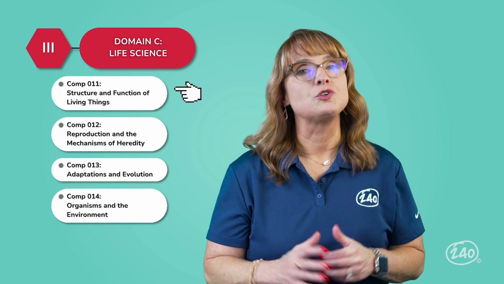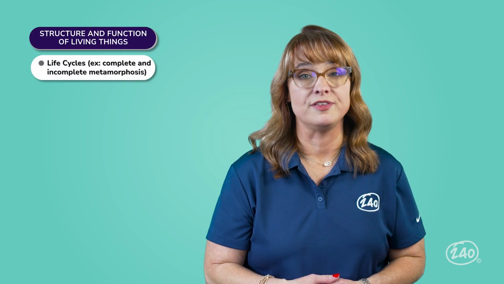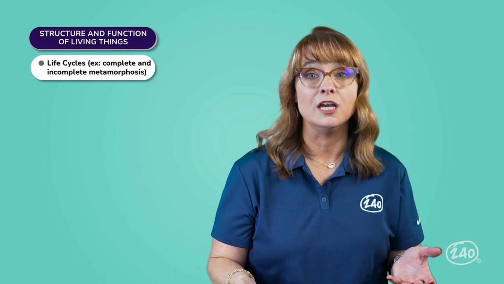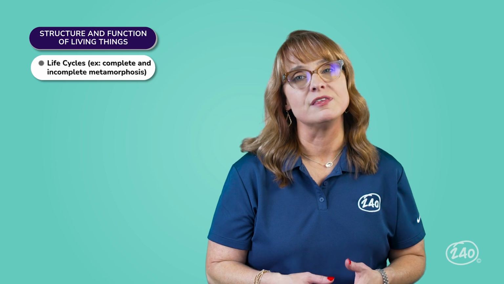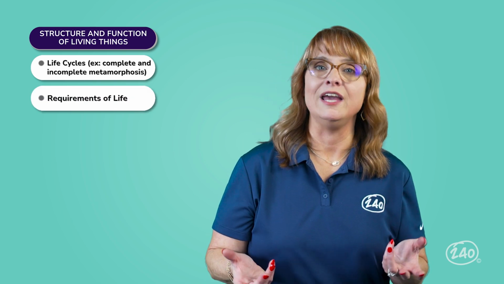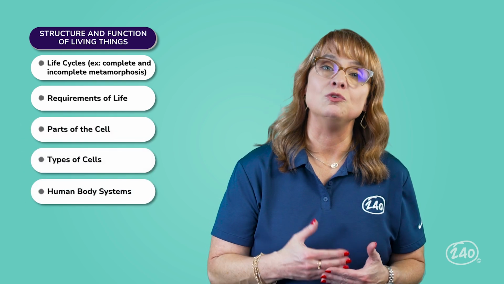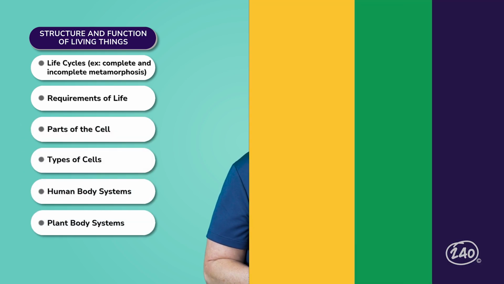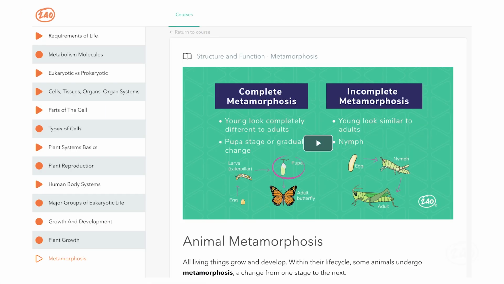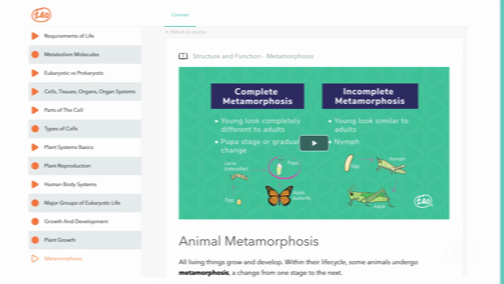First up, structure and function. Many small children are shocked to learn that there are no baby butterflies. They hatch from eggs as caterpillars. That's called complete metamorphosis. And that, plus many other life cycles, can come up on this exam. You'll also want to know the requirements of life, why a rock isn't alive, the parts and types of cells, and human and plant body systems. If you need to brush up on all of that, it's all in the 240 study guide.